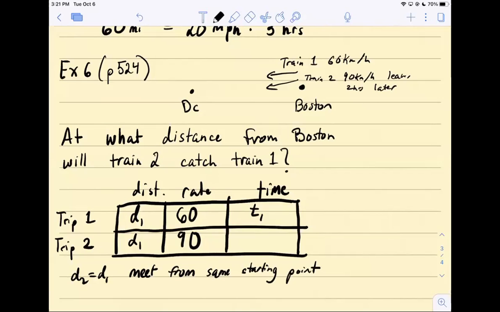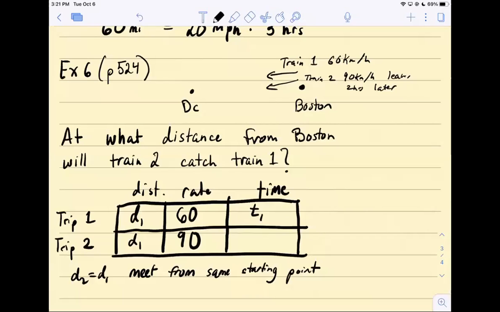There is another version of this problem where trains leave different locations at different times, and we know how far apart they are, and it's like, where do they meet? Like, where do they collide, or where do they pass each other? That one is slightly different than this because the distances traveled are not exactly the same, but there's still a nice relation, and we'll do that one later.